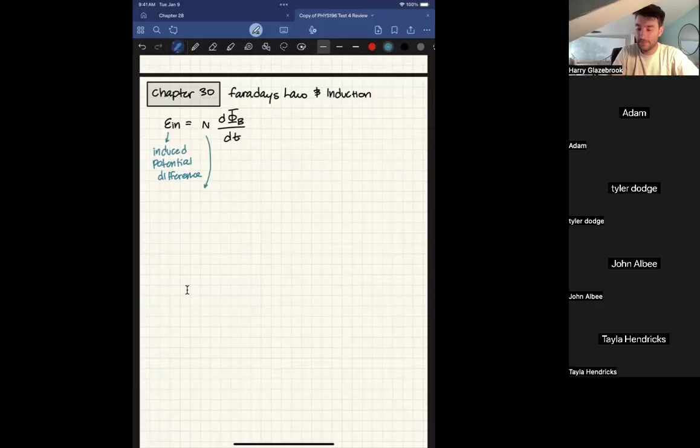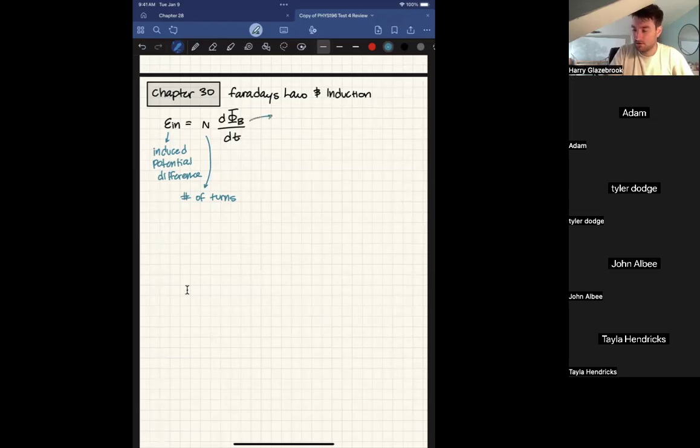First of all, N here, that's the number of turns you have in your coil, because we're going to be working with coils. For the most part, if you don't see anything about the number of turns, it just means that you only have one loop and N equals 1. But just know this is the most general formula if you have multiple turns. So N's the number of turns.